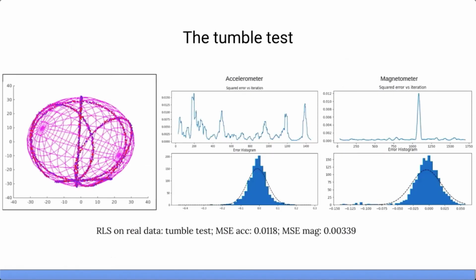Coming to real data, one test that we performed was the tumble test, which, as the name suggests, you simply tumble the IMU around, trying to make sure that you cover as many degrees of freedom as possible. And I'm showing the squared error versus iteration on the accelerometer and magnetometer in these graphs. You can see that the accelerometer readings are much noisier, but the error is still pretty low. The noisiness of this is because since we are moving the IMU continuously now, we have an extra acceleration vector, which is kind of contradicting our initial assumption that the acceleration due to gravity was the only acceleration. In the magnetometer, you can see that the error is pretty stable, other than one peak that you see, which is simply an outlier.